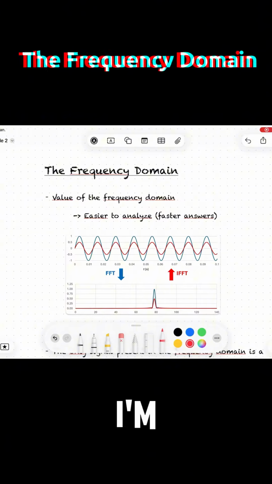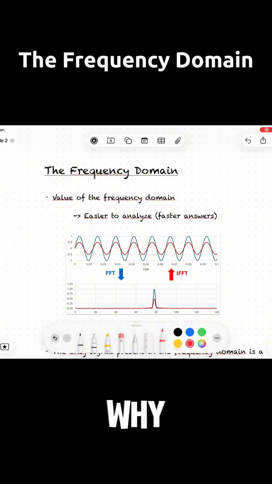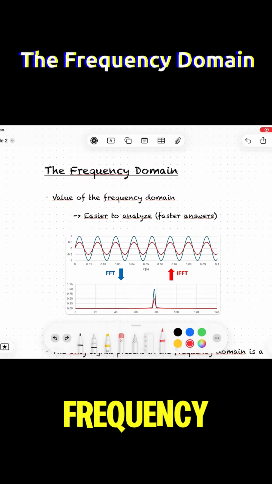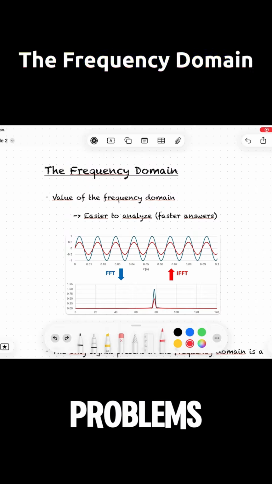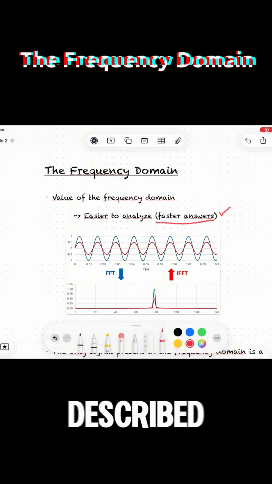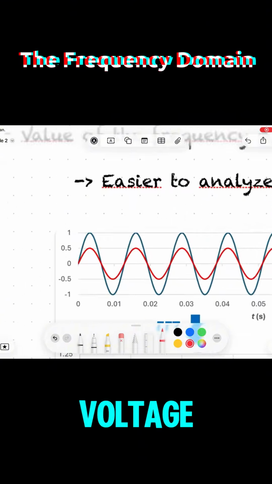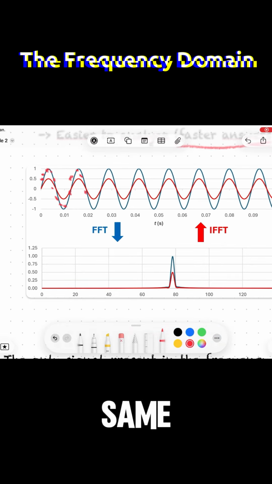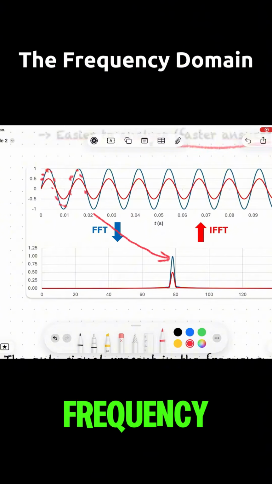In this lesson, I'm learning about the frequency domain and why it's such a powerful way to analyze signals. The main value of the frequency domain is that it often makes problems easier and faster to analyze. In the time domain, a signal might be described by thousands of voltage samples over time. In the frequency domain, that same information can sometimes be reduced to just a few key frequency components.